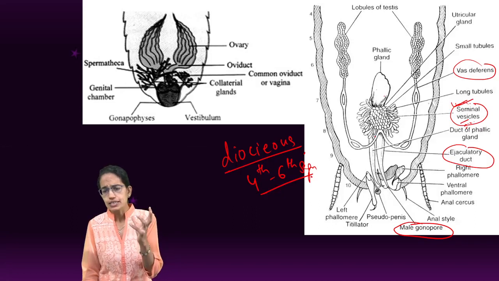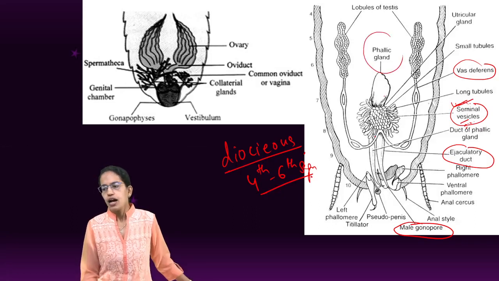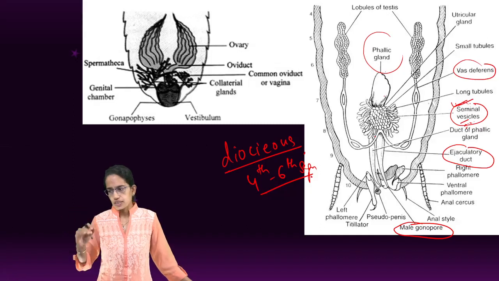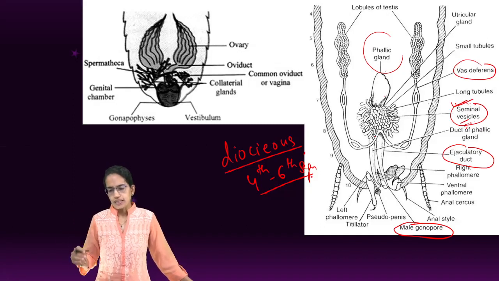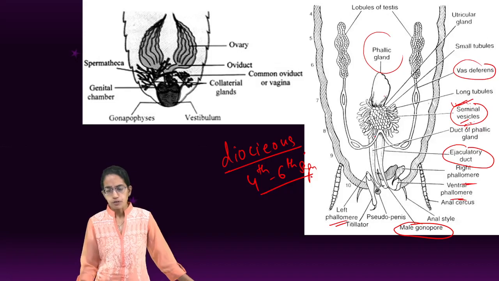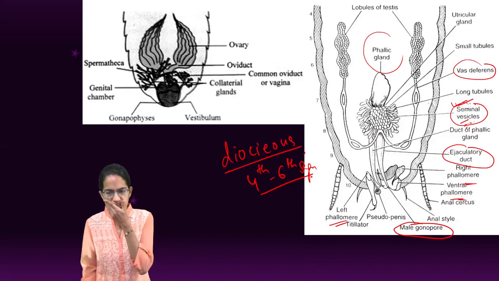Now, there are accessory mushroom-shaped glands which are present on the 6th and the 7th segment. External genitalia are also present, and they are known as phallomeres. So, left and the right ventral phallomeres and the right phallomeres. So, these are external genital glands.